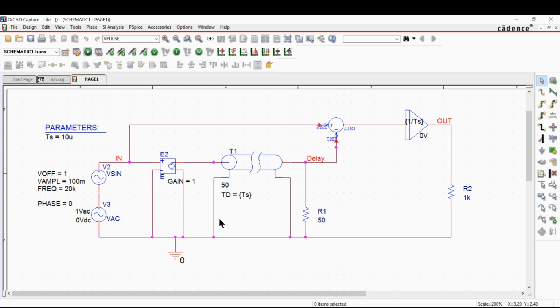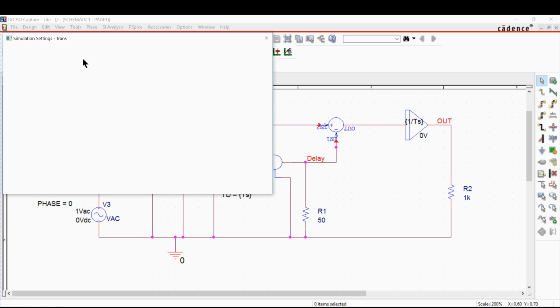Now, the excitation here, actually there are two sources, one for a transient or time domain analysis, V sine. It has an offset of 1 volt, an amplitude of 10 millivolt superimposed on the 1 volt, and a frequency of 20 kilohertz. TS, this is the delay, set here to 10 microseconds. The other source is for the AC analysis. This is just one AC, and it's going to be swept over the frequency. So let's start with the transient analysis.